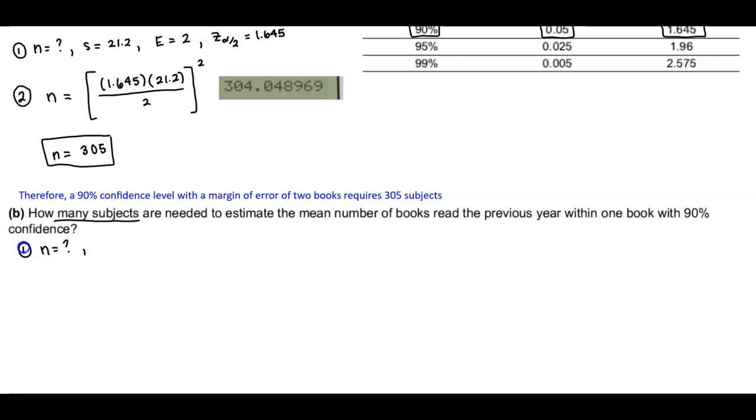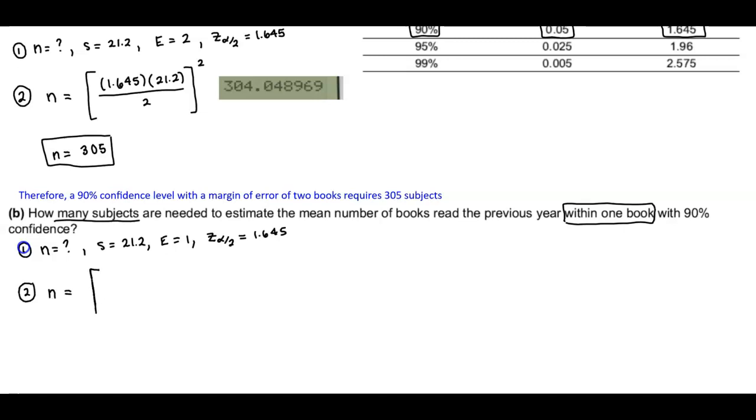Okay, we also know that the standard deviation is going to be the same, which is 21.2. But the margin of error is now changed because it says within 1 book. So now the margin of error is equal to 1. And the critical z value is also going to remain the same because it's 90%. So that's 1.645. So again, let's go ahead and put this into our formula.